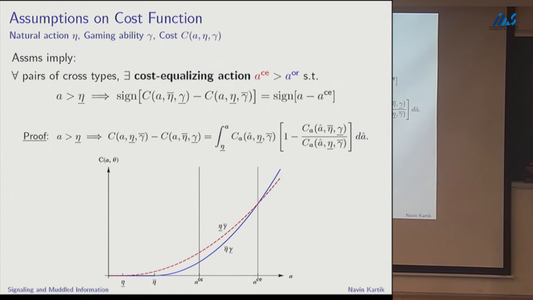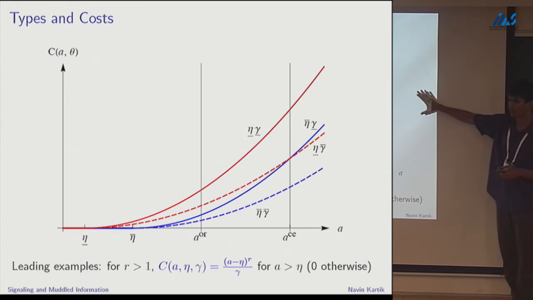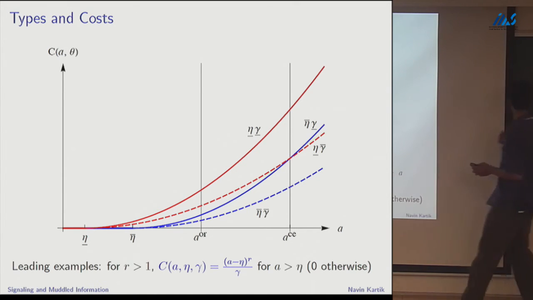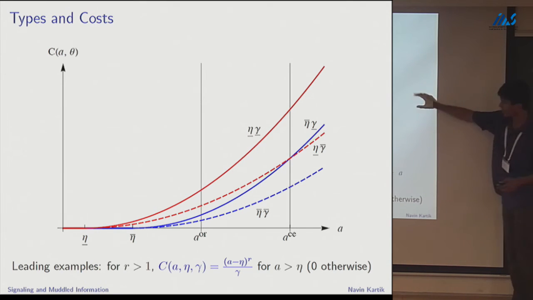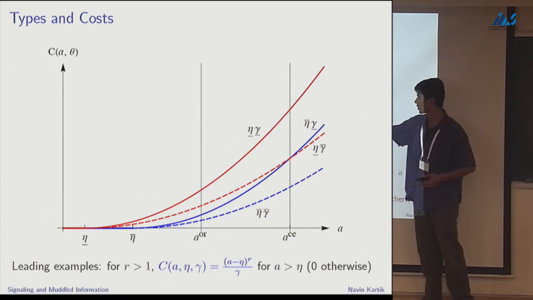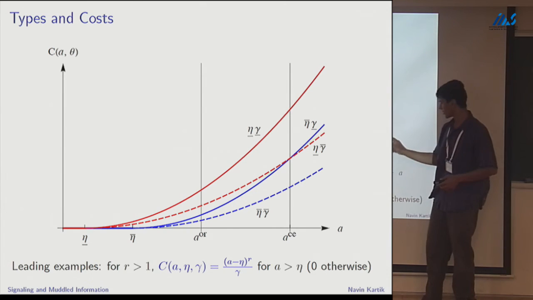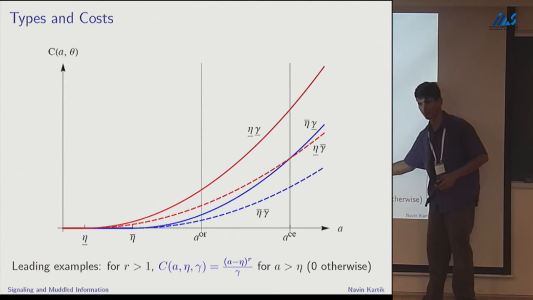Just to summarize, here's what the problem looks like if you had a very simple 2x2 problem. Here's a depiction. If we only had these 4 types, this is what the total cost curves are going to look like. The lowest type, the one with the low natural action and low gaming ability, has uniformly the highest cost curve. The highest type, which has a high natural action and high gaming ability, has uniformly the lowest cost curve.